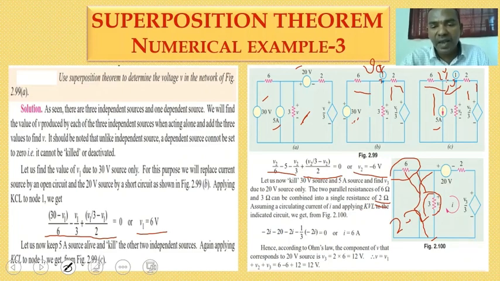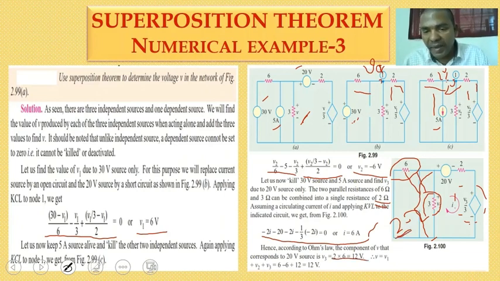So now applying the KVL. If you apply the KVL, you can get minus 2 times of I, minus 20, minus 2 times of I, minus V3 by 3 is equal to 0. So this you are writing directly with respect to the current as minus 2I. So finally you can get I is equal to 6 amperes. Now what is the voltage drop across this 2 ohm resistor? That is V3 is equal to 2 into I. So 2 into 6, finally you can get 12 volts.